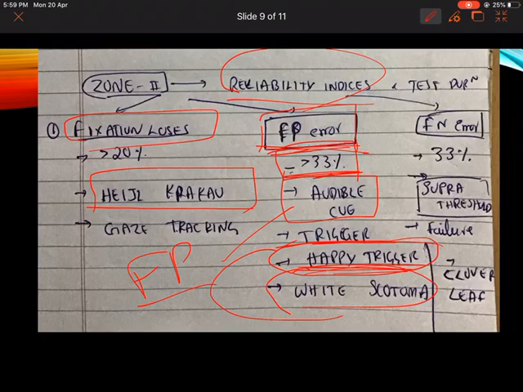Even when the smallest dim light is present, the patient will start clicking. The patient is clicking irrespective of whether the light is being thrown or not. So even if the dimmest light is given, the patient will click. The computer will detect it as a high sensitivity area. A high sensitivity area tends to look very white, so it is called white scotoma.